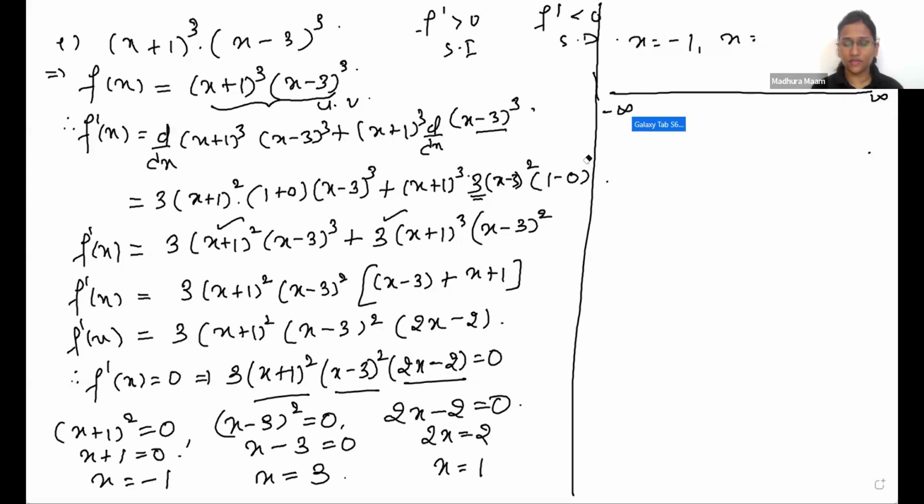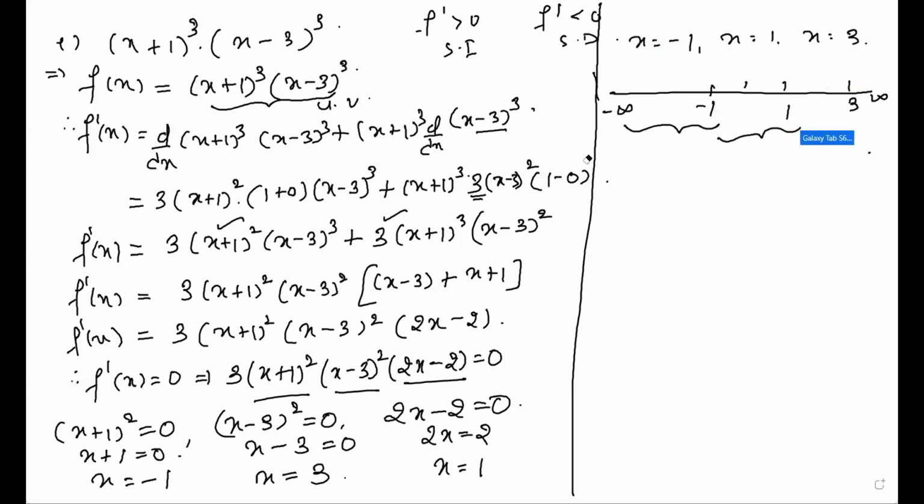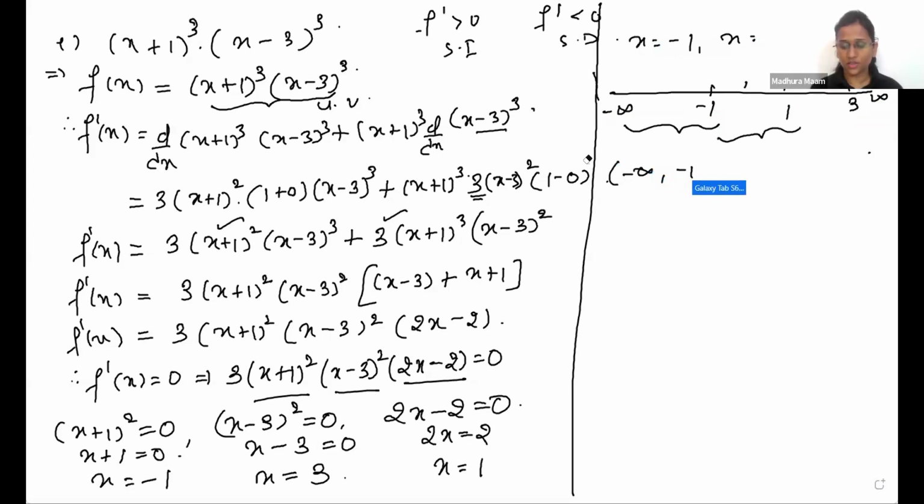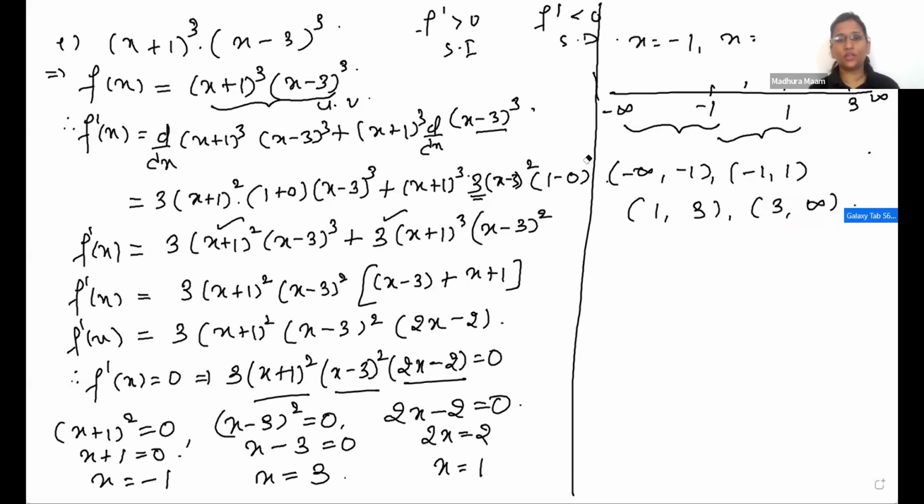So I will just plot here. This is minus infinity to infinity. First, somewhere here we'll get minus 1, then here it will be 0, then here you will get 1, then here you will get 3. Correct? So what is your first interval? Minus infinity to minus 1, then minus 1 to 1, next will be 1 to 3, and the last one will be 3 to infinity. Is this correct? Yes, ma'am.